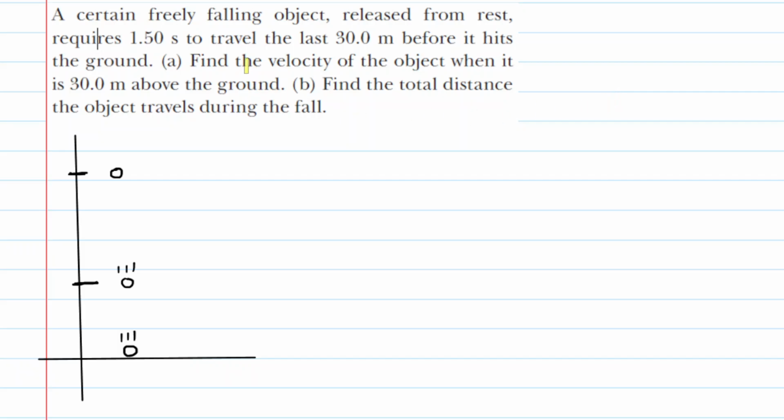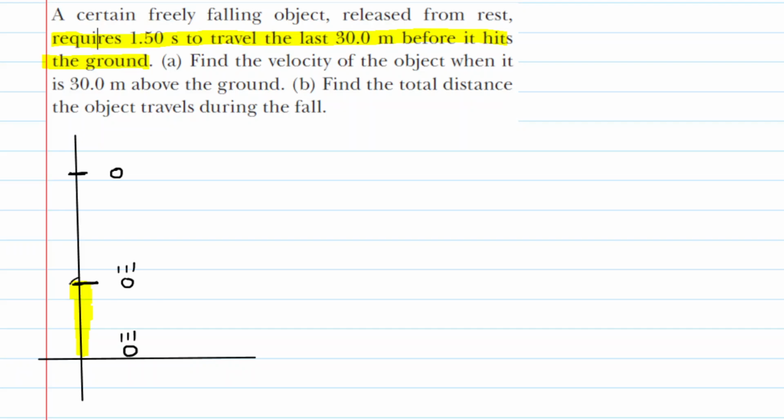So in this question, we are told that it requires 1.5 seconds for a freely falling object to travel the last 30 meters before it hits the ground. Now we've drawn a little picture over here, and what we've just highlighted would correspond to this section of the picture right here. And what we want to do is affix some labels to this drawing.